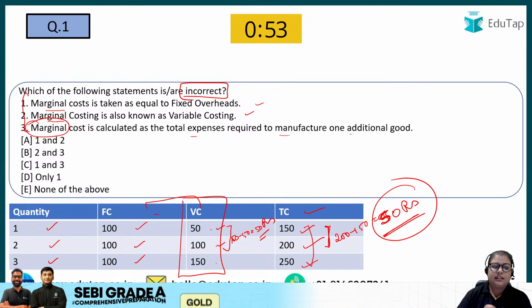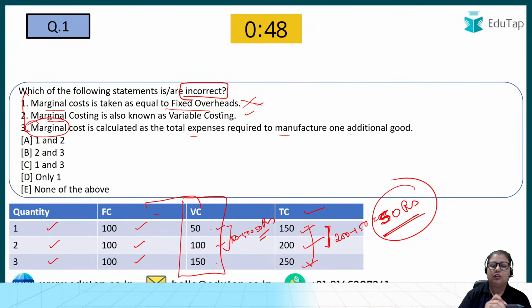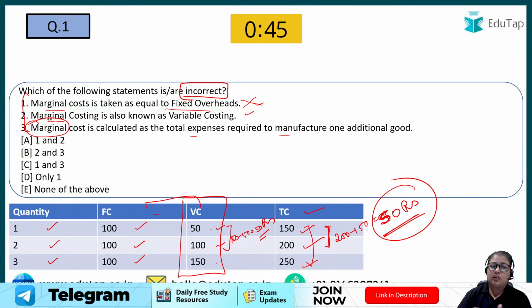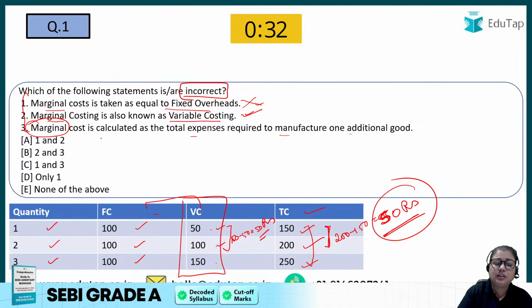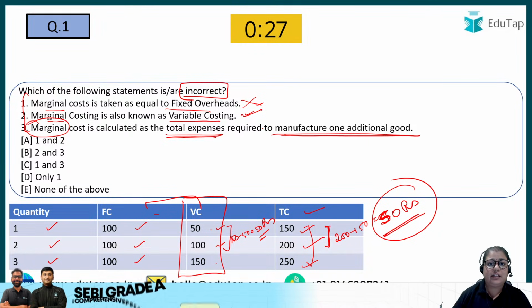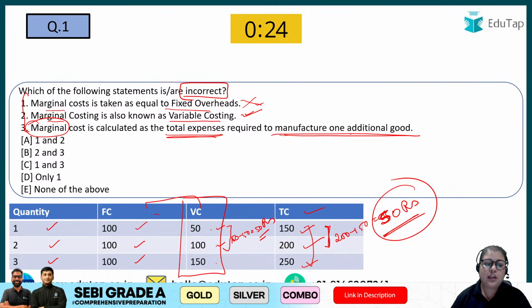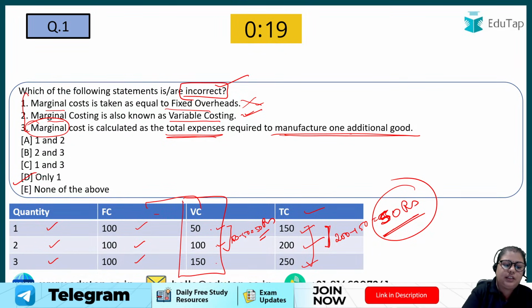So let us understand the statements now. The first statement says it is taken as equal to fixed overheads. Exactly wrong, because fixed overheads or fixed cost is not taken into account. Second, marginal costing is also known as variable costing. Yes, because it depends upon the variable costing, that is why it is also known as variable costing. So this statement is true. Then marginal cost is calculated as total expenses required to manufacture one additional good. That is what I was telling you, the meaning of marginal costing. So hence the first statement is incorrect and we had to find the incorrect statement. So the answer is option D, only 1. And everybody has answered it correctly.